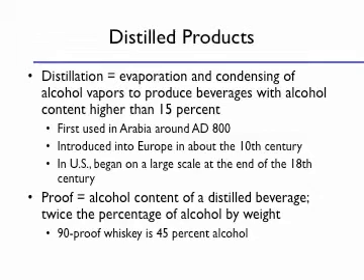And distilled alcohol content is measured in proof. It's twice the percentage of the alcohol by weight. So a 90 proof whiskey has a concentration of 45% alcohol. We're going to talk about some just regular fermentation products like beer and wine. We'll also talk about some distilled products like the whiskeys and vodka and things like that.